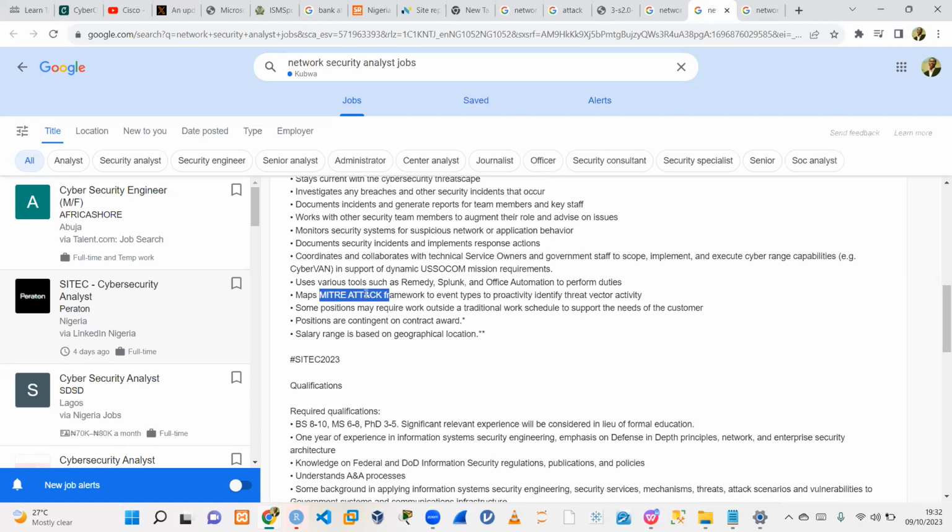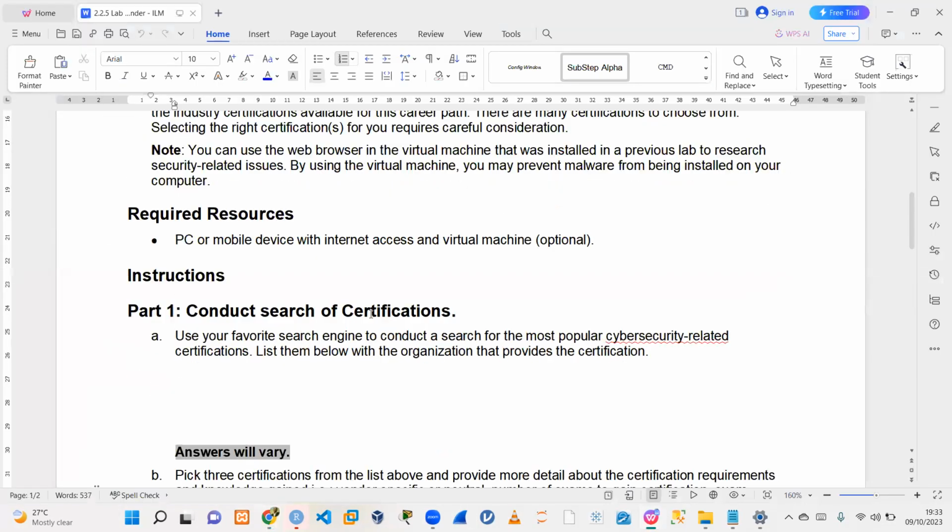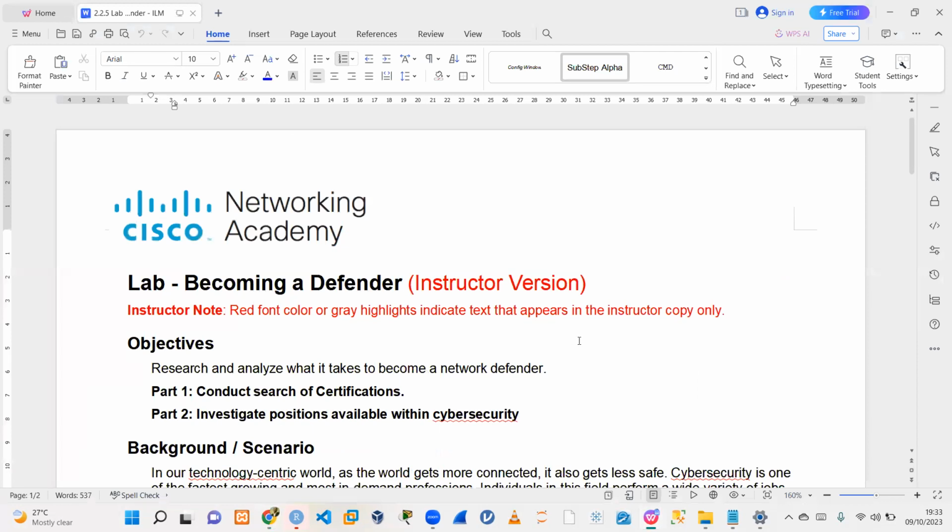So it mentions some tools, some skill sets: generate reports, document incidents, investigate any breach, stay current with the cybersecurity landscape, determine vulnerability, risk, and impact. Very, very important is document incidents. So if you're the type of person that says, I don't like to write, I don't like to document, then all of this lab that Mr. Victor is talking about is just research. I'm not interested.